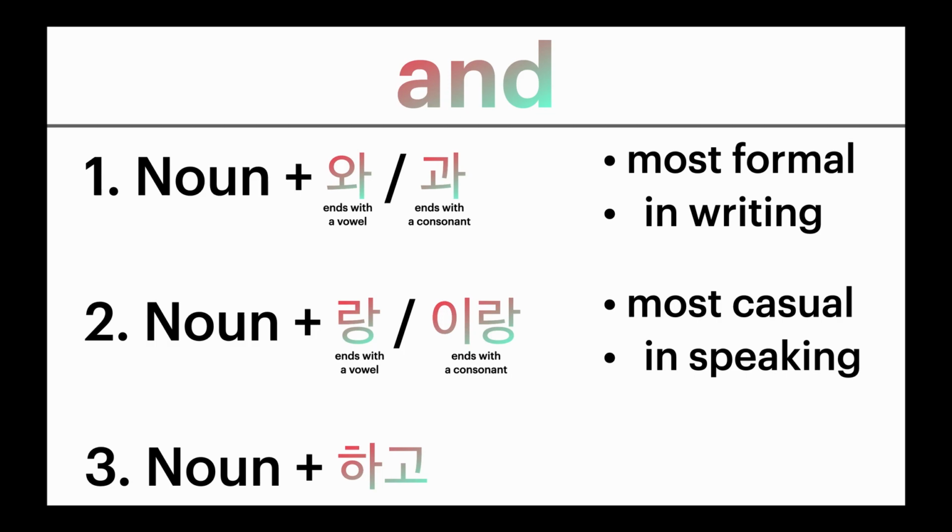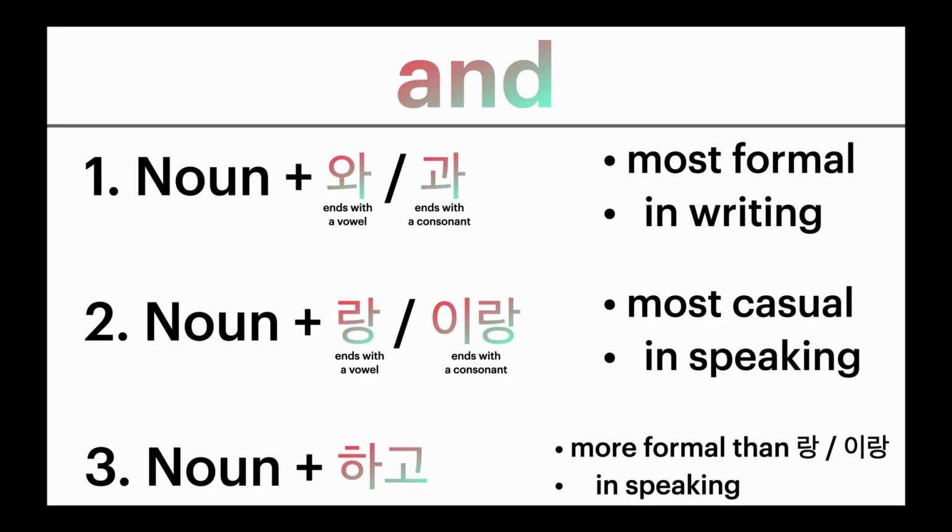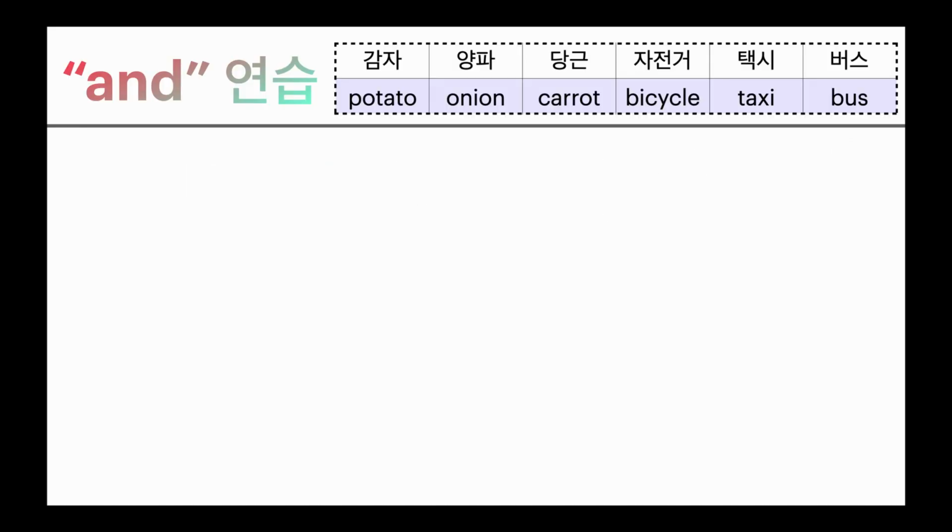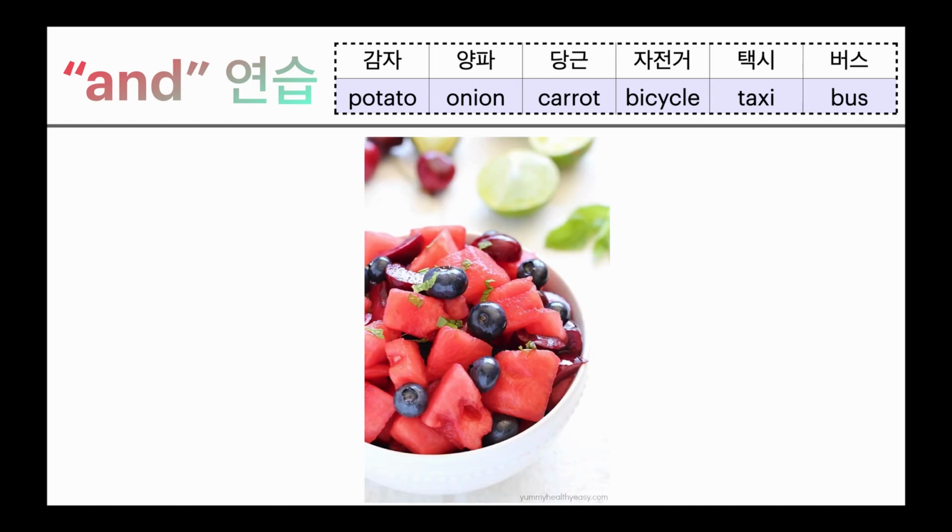And finally, 하고 is more formal than rang and irang, but it's not really that much more formal, and it's kind of what we call like the neutral or normal level one. And because it's just ever so slightly more formal than rang and irang, it's what we're going to be practicing today. So we've got the nouns that we had earlier, and we're going to practice them using and. So this is and 연습. 연습 being the word for practice. And with all of these particular colors on screen, this definitely looks more like a fruit salad than ever.